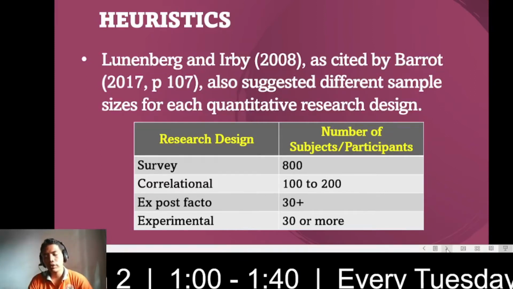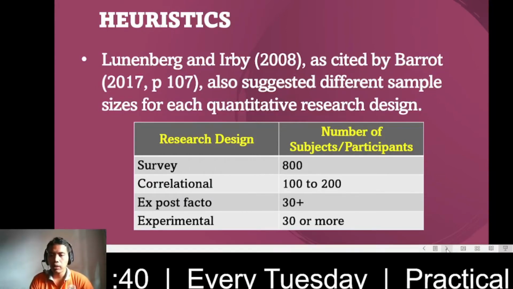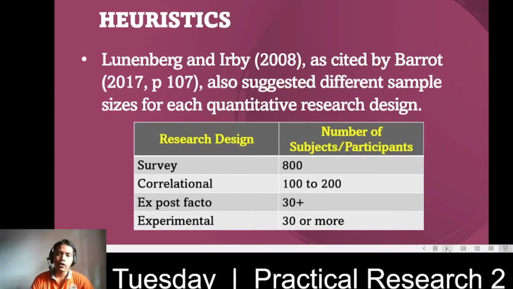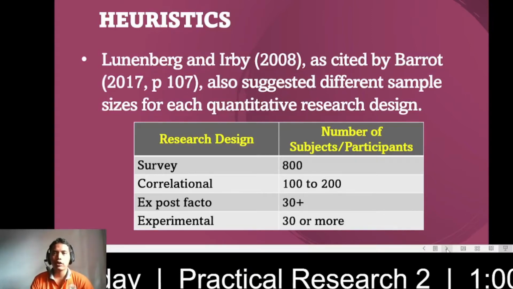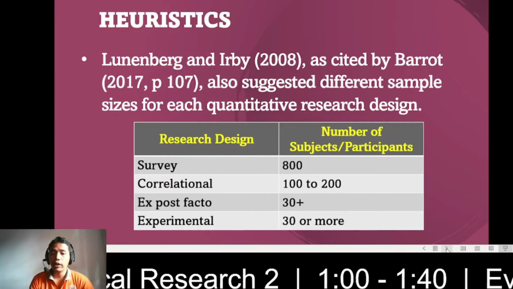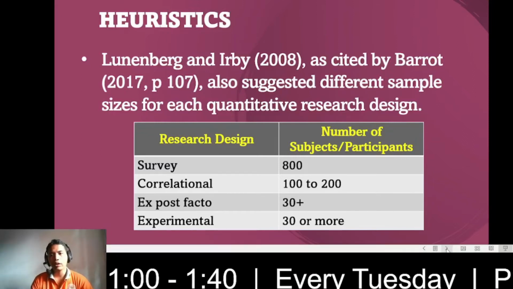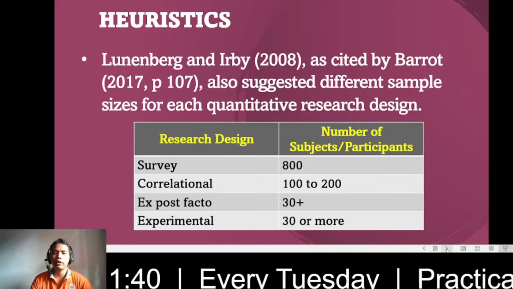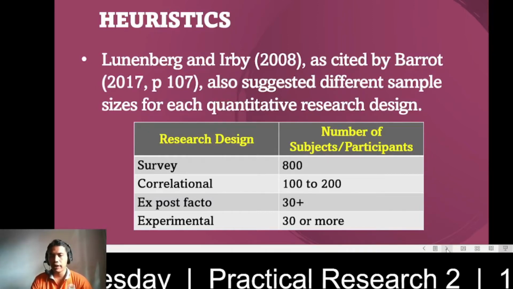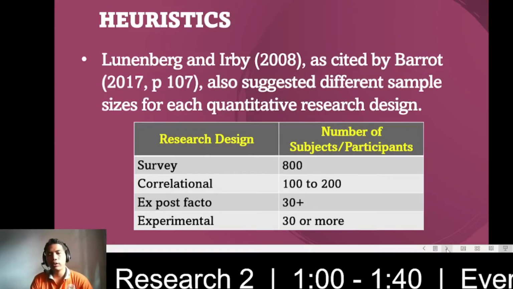So for example, in your defense, tatanungin kayo, bakit 800 yung pinili yung number of participants sa inyong survey research? So you can answer the professors or teachers na this is the rule of thumb when doing survey research. So rule of thumb na 800 yung survey research. So pag tinanong kayo, yun yung gagamitin nyo. It is from Lunenburg and Irby. And find the exact publication by Lunenburg and Irby. So sasabihin nyo, this is by Lunenburg and Irby.